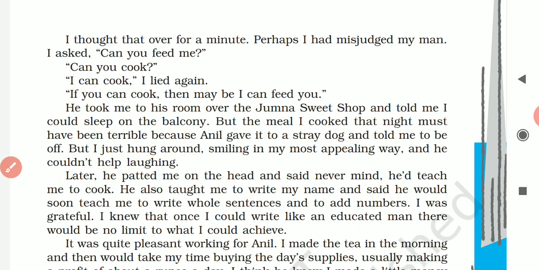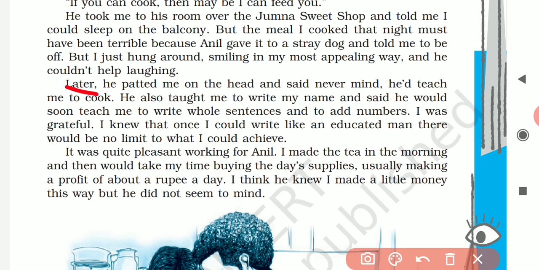Now let us see what Anil said after that. Later, इसके बाद, he patted me on the head, मेरे सिर पे ऐसे धीरे धीरे हाथ से थपथपाया, and said never mind. He encouraged the boy and said, never mind, don't mind anything, my dear. He would teach me to cook. Anil told that he would teach the young boy how to cook. He also taught me to write my name. See, now gradually they are becoming friends, with the passage of time. In course of time they're becoming friends. Their friendship is growing every day.